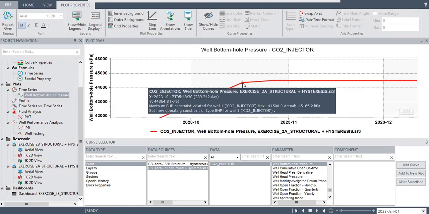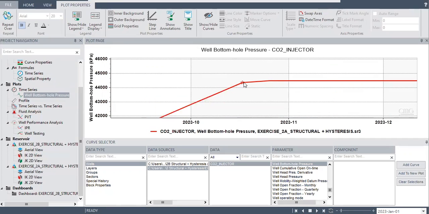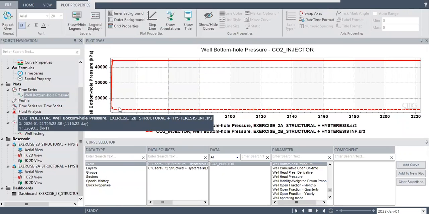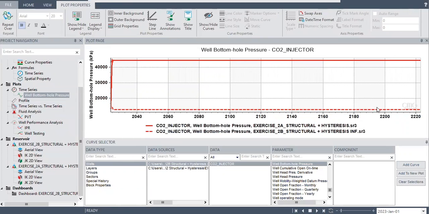You see the star, maximum bottom hole pressure constraint violated for well 1. Okay, that's why after that pressure stabilized on zoom. And then let's compare it with the infinite reservoir. You see the pressure hardly changes. The pressure stays at 12,700.